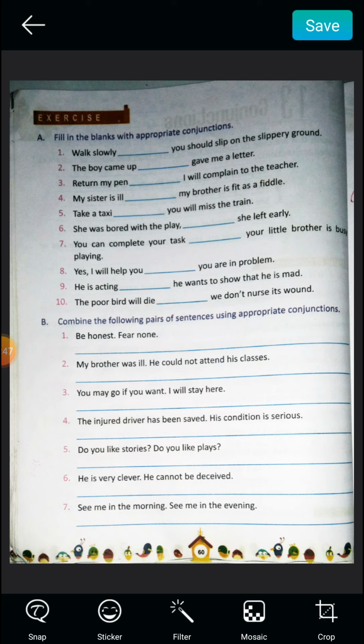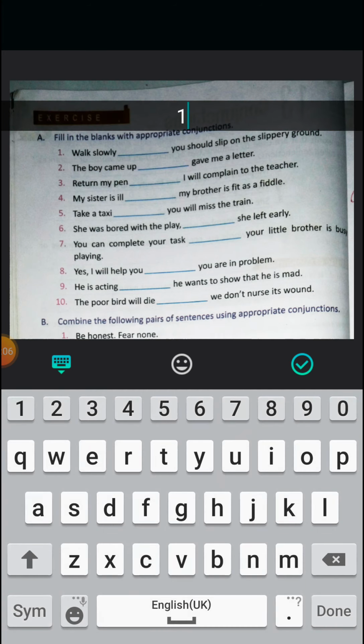What we have to do in exercise A, let's see. We have to fill in the blanks with appropriate conjunctions. According to the sense we have to fill in the suitable conjunctions. The first one is: walk slowly dash you should slip on the slippery ground. You can write according to the sense, lest. Walk slowly lest you should slip on the slippery ground.